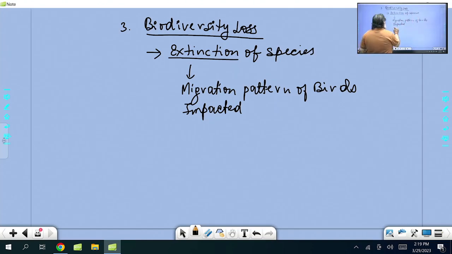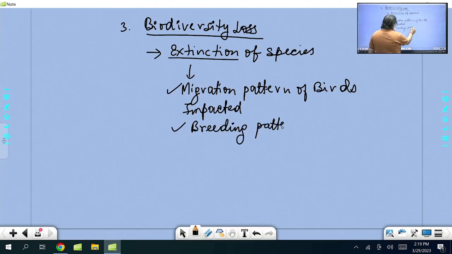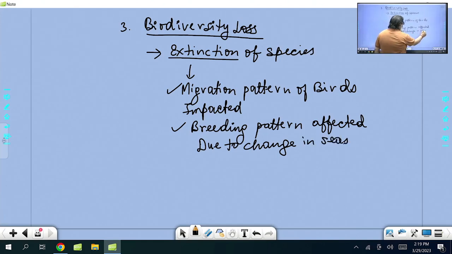Then again here, breeding, the reproduction breeding pattern is affected due to change in seasons. Let's say marine turtles, olive ridley turtles, which come to Odisha, Andhra Pradesh for laying eggs. They migrate to the coastal side to lay eggs for breeding purpose. That is getting affected. Birds which migrate to lay eggs, breeding, that is getting affected.